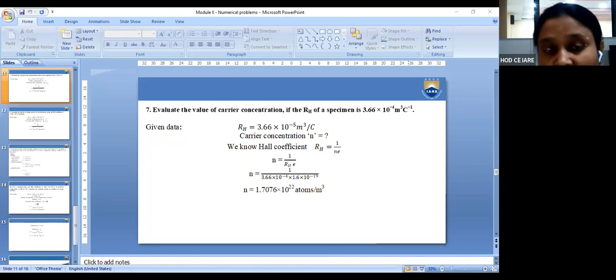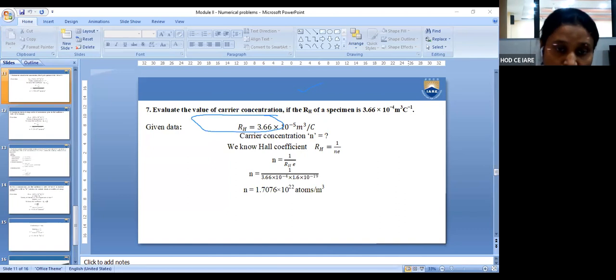So did you copy the question? Finished? So shall we discuss the solution? Okay. I think it is a very simple problem. So what is given in this problem? You were given the value of RH. What is RH, students? RH represents the Hall coefficient. We have taken two formulas for RH. In the previous 5th and 6th problems, we used a different formula for RH.